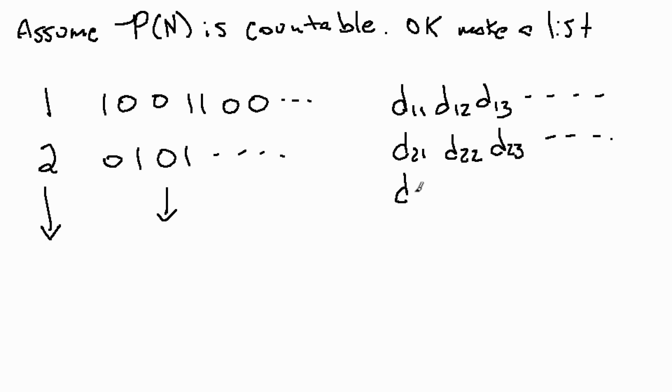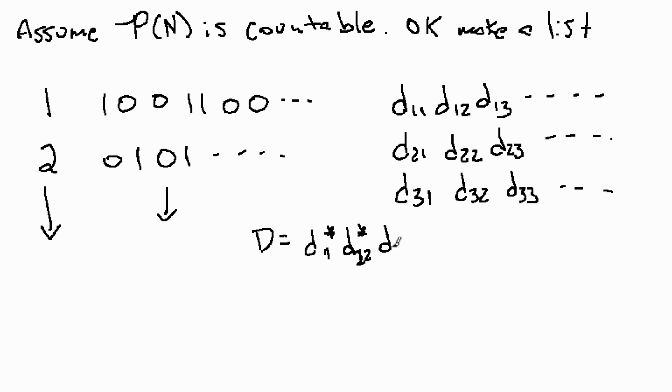And again, I get this list over here, D31, D32, D33. And remember, each one of these individual digits either corresponds to a 0 or a 1. If there's a 1 there, it means that that particular integer is in this subset. And if there's a 0 there, it means that that particular integer is not in it. Now, I think you can see where this argument is going. I'm going to create a new number here, and I'm going to let it be D11 star, D22 star, D33 star, and it keeps going.